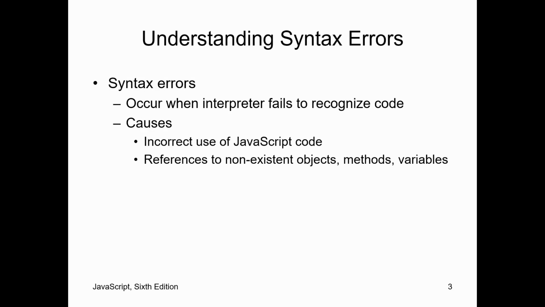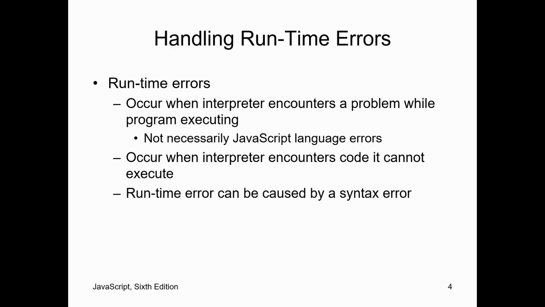So, syntax errors are errors in the rules of the language. Okay? You mean to spell alert, and you forget the T on the end, and you spell allure. You put in two left parentheses and one right parenthesis. All right? Those are examples, as it says there, of incorrect uses of JavaScript code. You can also refer to things that don't exist, and that can cause problems.